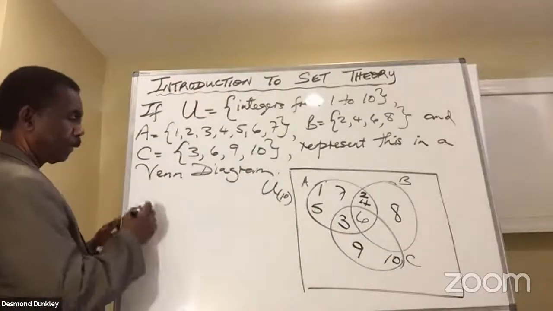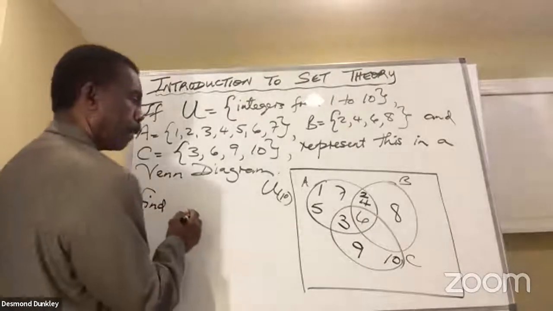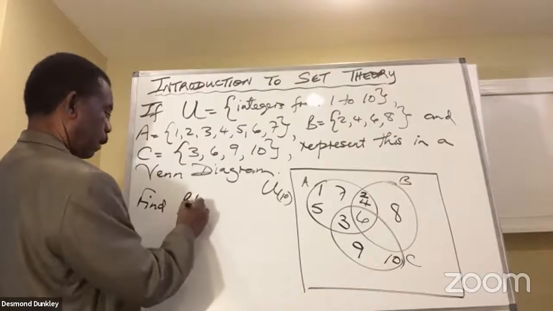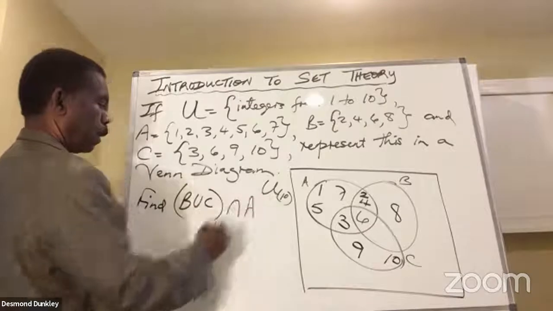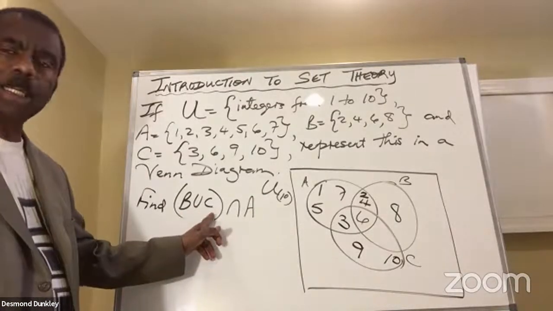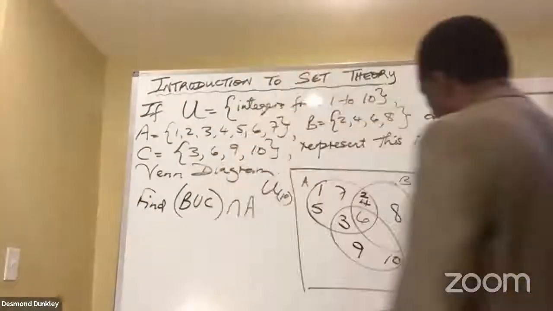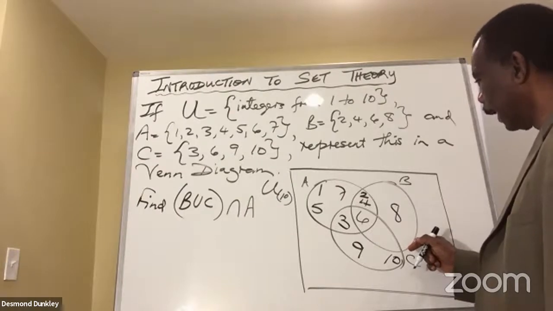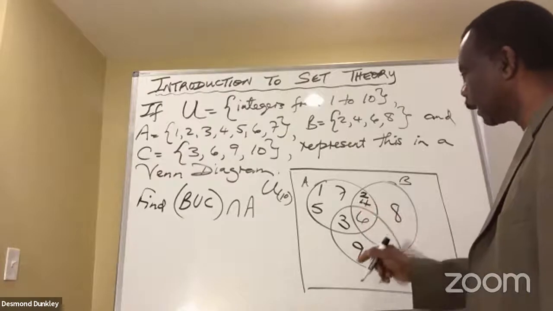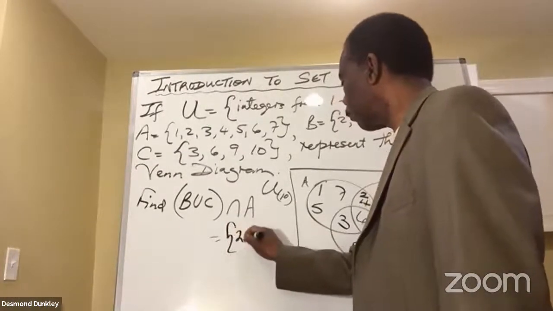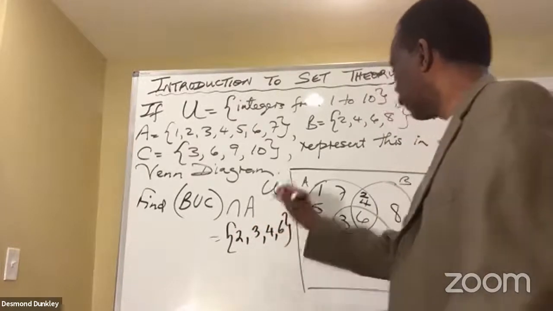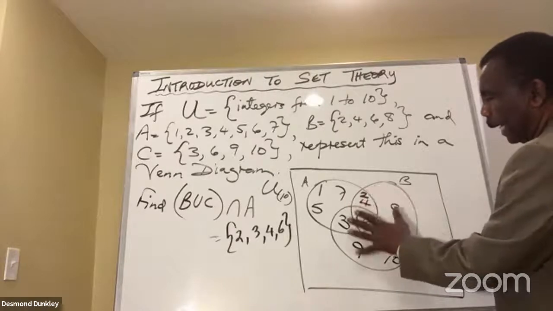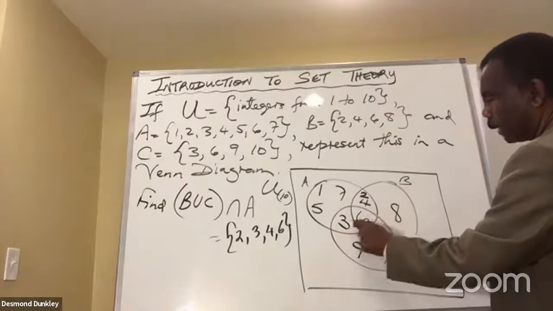Okay? Now suppose I ask you to find B union C intersect A. So B union C would cover all these items. And then you want where that intersect with A would be 2, 3, 4, 6. So that would be 2, 3, 4, and 6. Got it? B union C would be all of these. And you're looking for where they intersect with A. So the intersection with A will take care of these 4 items.